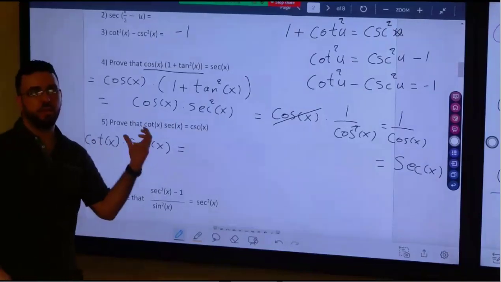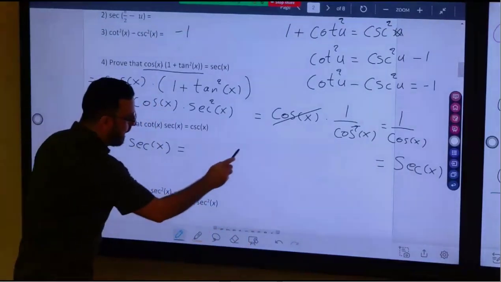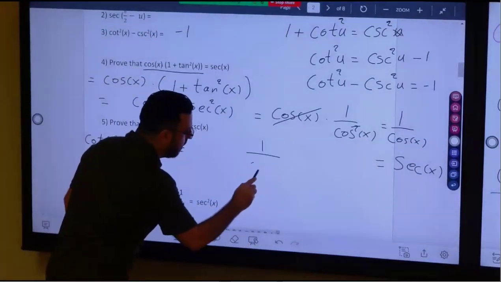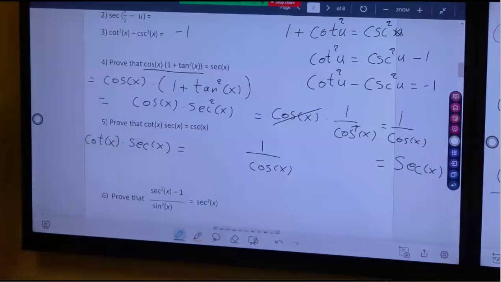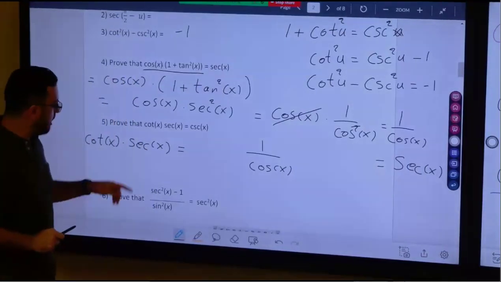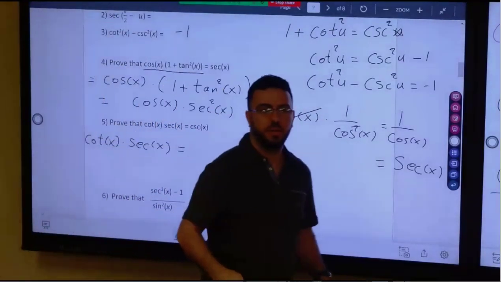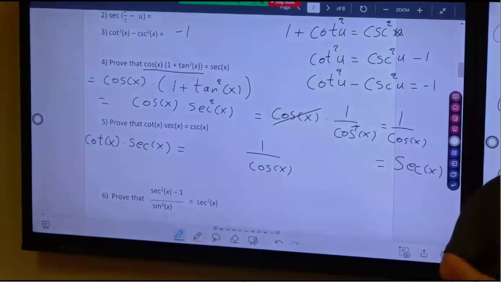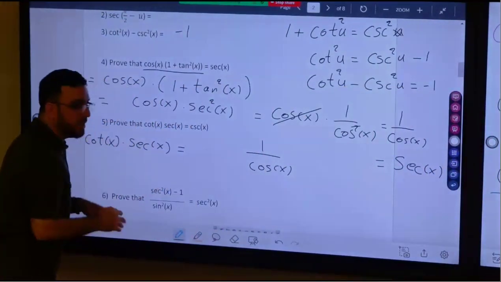Secant goes with which function? With cosine. Here is the secant, which is 1 over cosine x. What else? Cotangent is what? 1 over tangent. Okay, but 1 over tangent is not going to go with the cosine. Is there another rule for cotangent? Oh yeah, cotangent is cosine over sine.